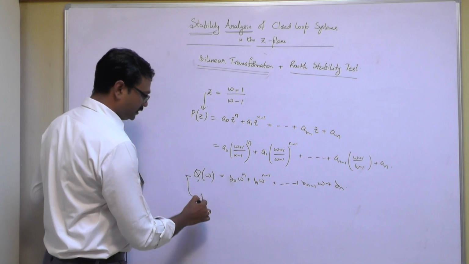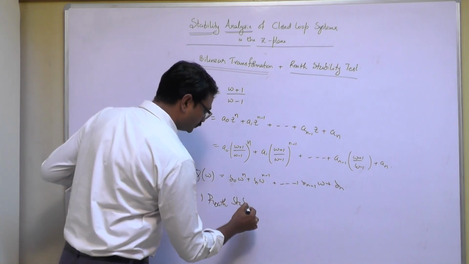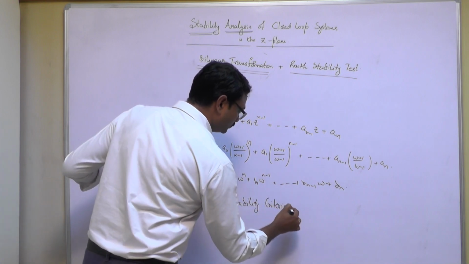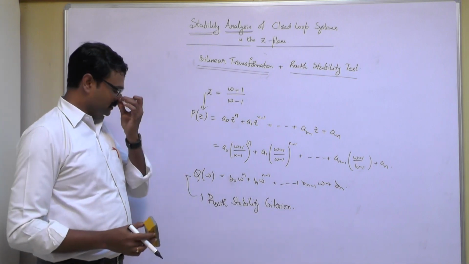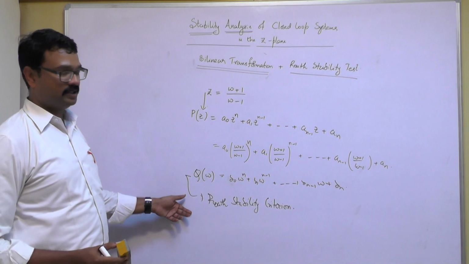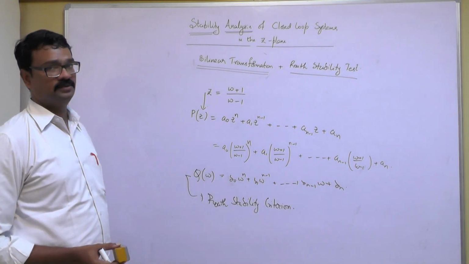And from this w plane, you can apply the Routh stability criterion, which is similar to the criterion that we used in continuous time control systems for a linear time invariant system. Then those conditions can be applied, and you can find the stability using the Routh stability test.